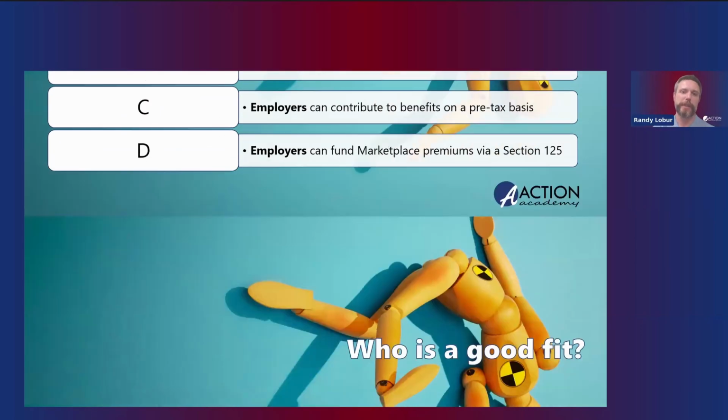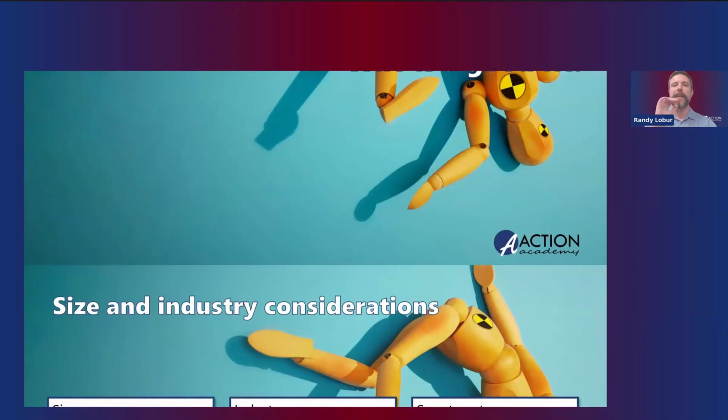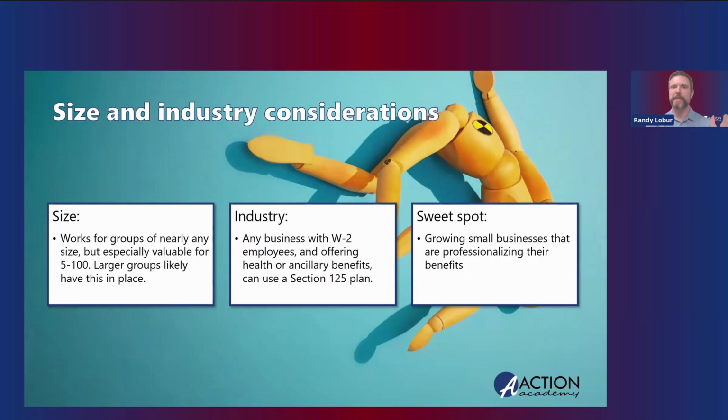All right, onward, upward. Who is a good fit? Who makes sense for these products? Let's talk about size. Let's talk about industry here and what this sweet spot might be. Works for any group size, generally speaking, but especially valuable for your groups of 5 to 100. So, i.e., most of the groups that you support, most of the groups that are a co-broker book of business, all of them are potentially a pretty good fit here, with a few exceptions we'll talk about in just a moment. Larger groups with sophisticated benefits already in place probably already have something like this in place.